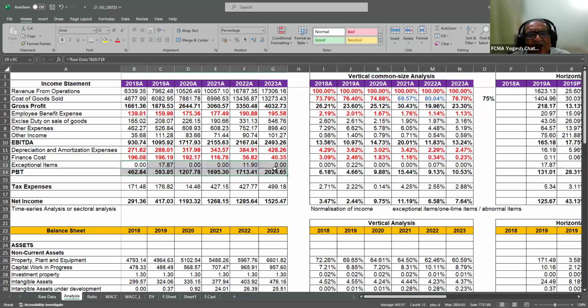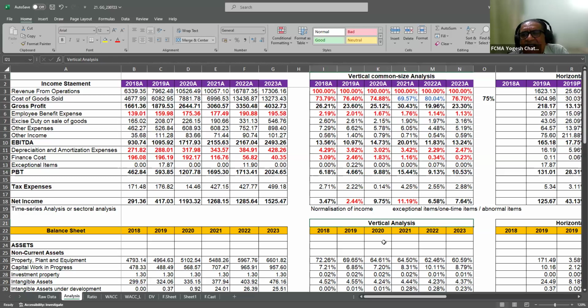Exceptional items, and we have no alternative but to go into the detail of that. Then we have the profit before tax, tax expenses, and the net income. Net income, as you can see, is in the range of 2.44%, with a maximum of 11.19%. So that is the vertical common size analysis of the income statement.